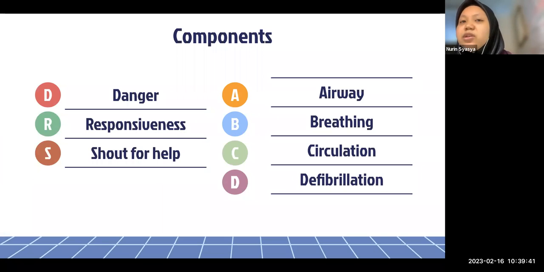Okay, next. Basically these are the components that we have learned before, DRS, ABCD. D stands for danger, R for responsiveness, S for shouting for help, A for airway, secure the airway, and B, we check whether the patient is breathing, and then C, the circulation, which consists of checking the pulse, whether the patient has signs of life, and also chest compression, and also D for defibrillation.